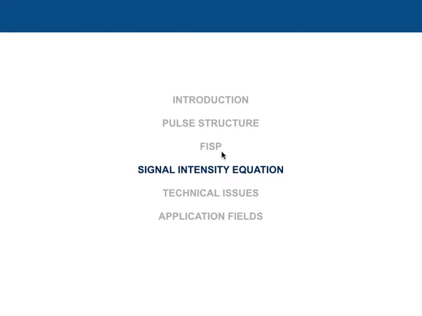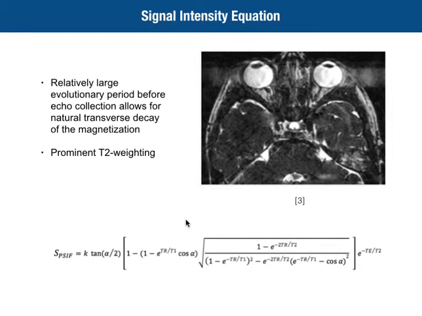Once we understand the basics of FISP, then we can switch back to our original topic, which was PSIF, which is the reverse version of FISP in the time domain. So our signal intensity equation can be seen here. One thing to recognize here is the relatively large evolutionary period before echo collection.